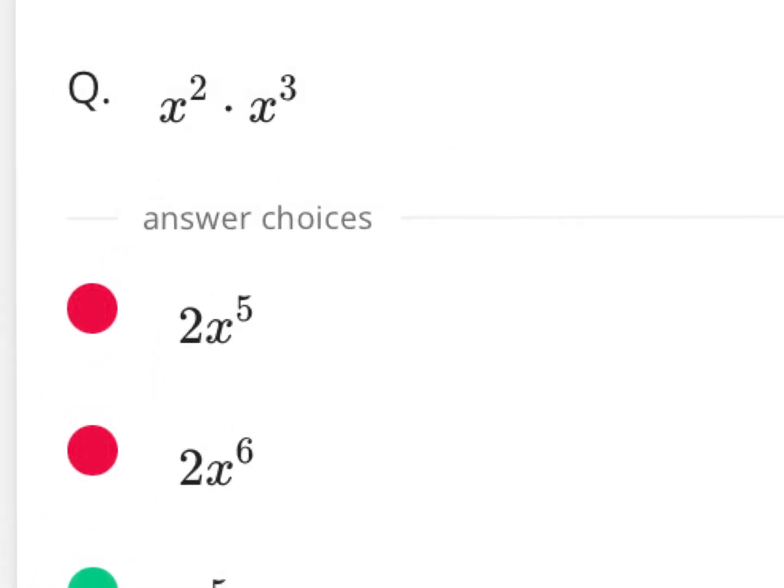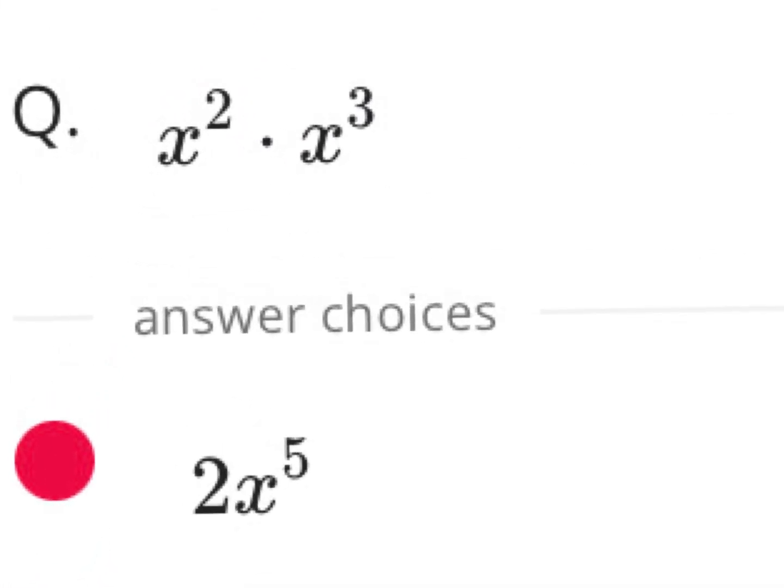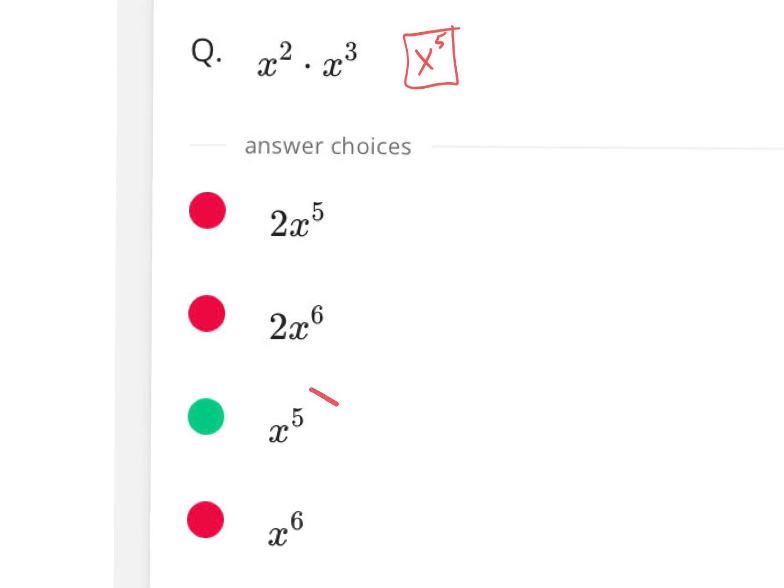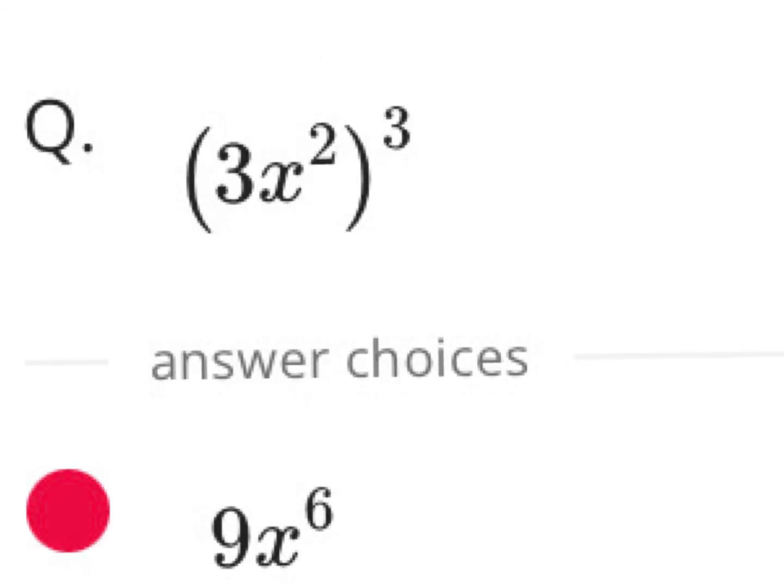Exponents. Talked about exponents already. What's the answer there? X to the what? 5. There you go. X to the 5. Too easy. What's the answer there? 9x to the 6th. Is it 9x to the 6th? Oh, no, wait. 3x to the 6th?